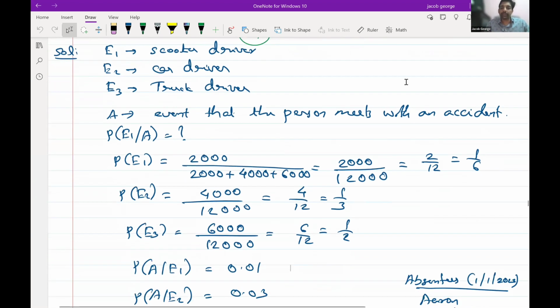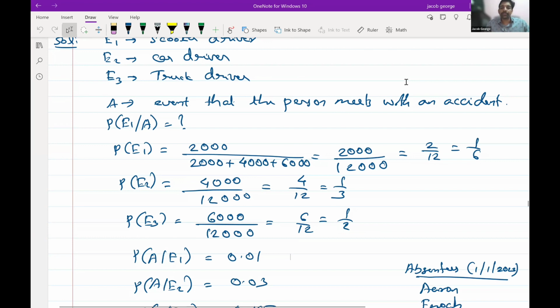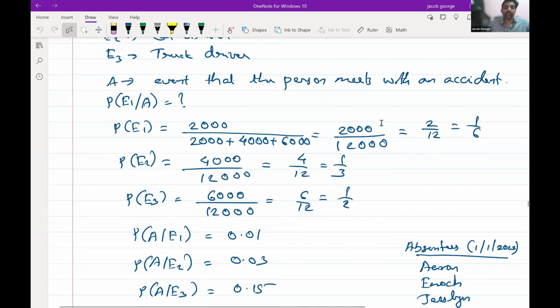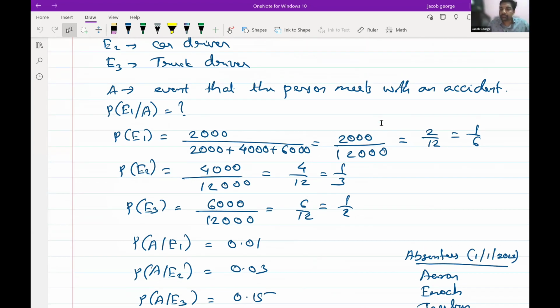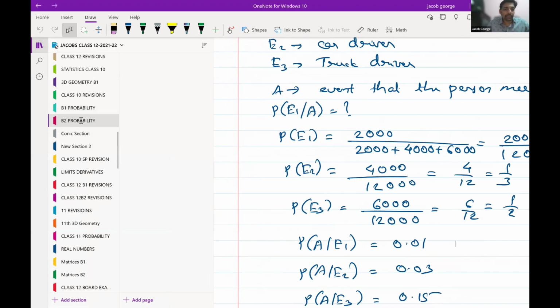So P of A given E1 is 0.01. P of A given E2 is 0.03. And P of A given E3 is, what is that? 0.15. Then we just substitute and find out P of E1 given A. Is it clear? All of you got it clear? Any doubt, children? Yes. Now the next problem.